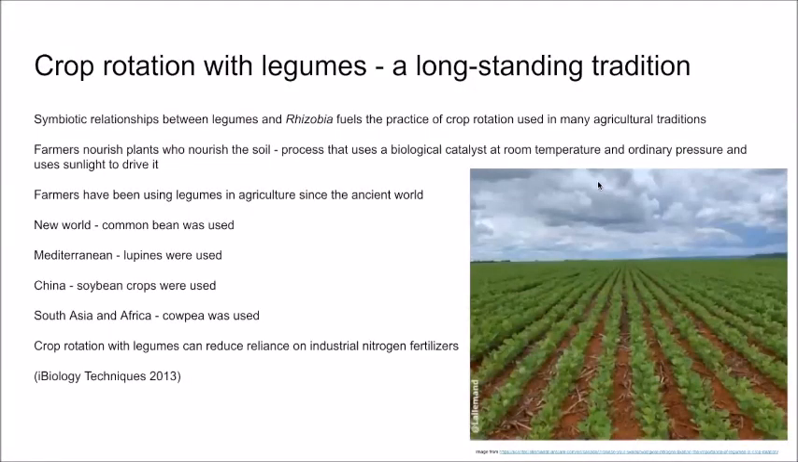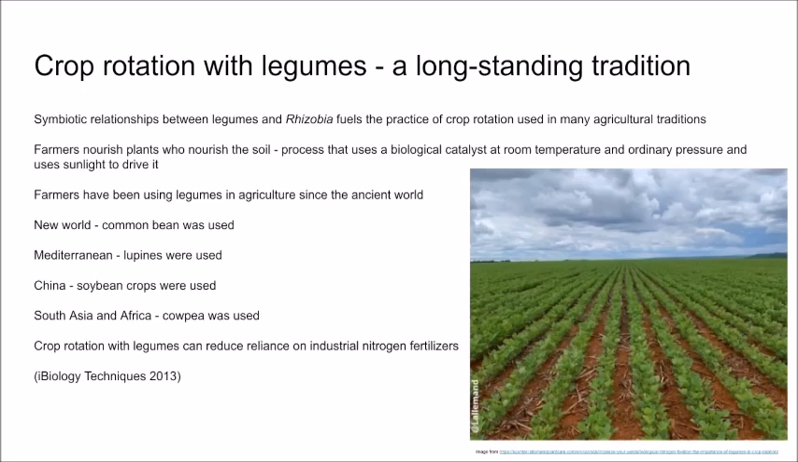The symbiotic relationship between legumes and rhizobia fuels the practice of crop rotation, which is used in many agricultural traditions. Crop rotation with legumes allows farmers to nourish plants which can in turn nourish the soil in a process that uses a biological catalyst at room temperature and ordinary pressures and uses sunlight to drive it. Farmers have been using legumes in agriculture since the ancient world to rotate crops to assure the fertility of their soils. In the New World, farmers use the common bean.